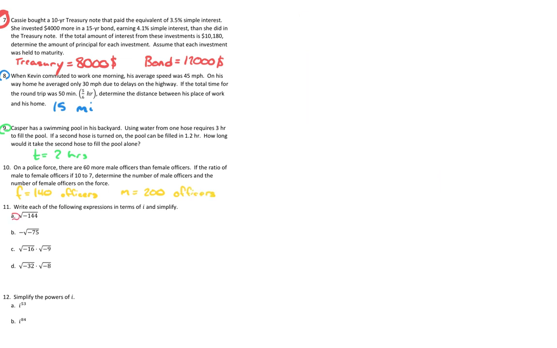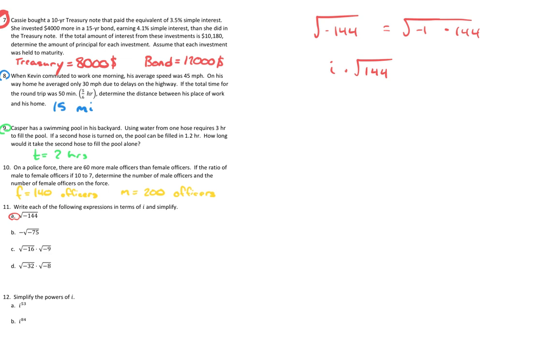Okay, so for 11, starting with A, write each of the following expressions in terms of i and simplify. Okay, so starting with the square root of negative 144. So this is the same thing as the square root of negative 1 times 144, basically. And we know that the square root of negative 1 is just i, so we can go ahead and pull that out. Say this is i times the square root of 144. So now we just need to figure out what the square root of 144 is.